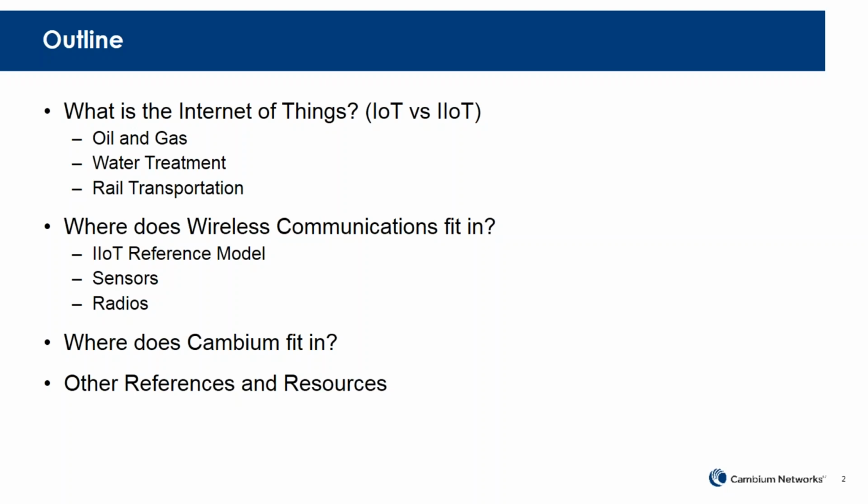We'll talk about how wireless communications fit in with IoT. I'll give you an IoT reference model, which will help you decide, when you're talking to a company or talking about a piece of technology or a product, how it fits into the overall IoT. We'll talk a bit about how sensors tie together with radios and then feed that information back into the cloud for analysis and action. We'll talk about how Cambium fits into all this, and then I've got some other references and resources to follow up if you want to learn more.